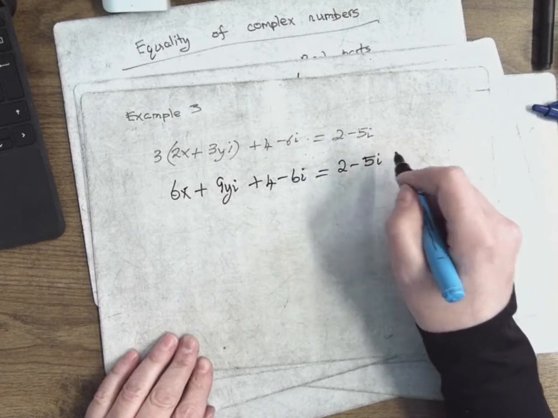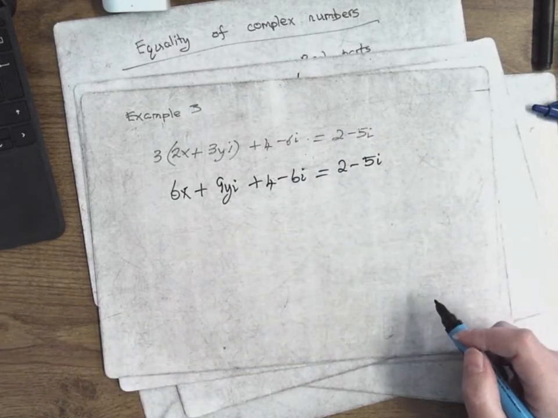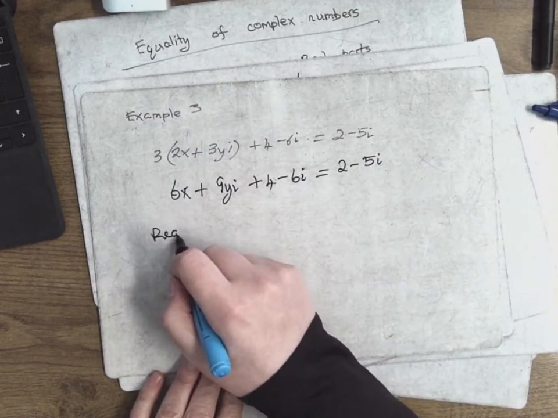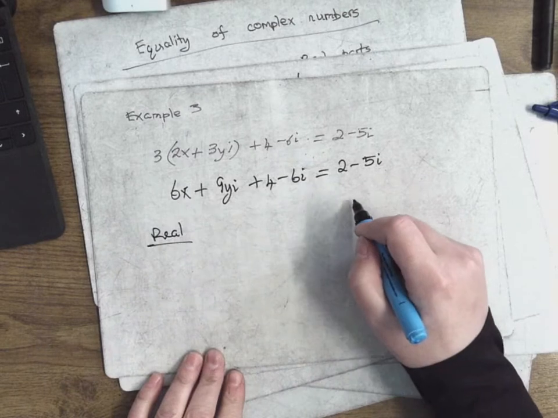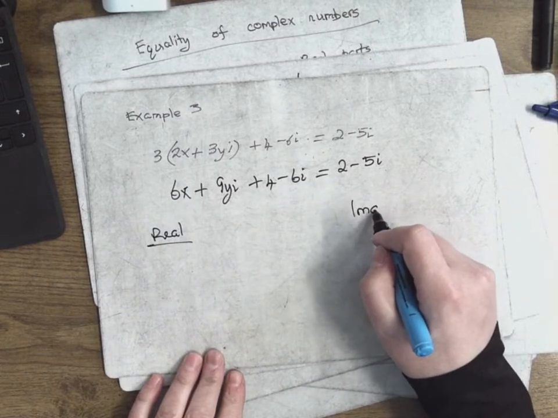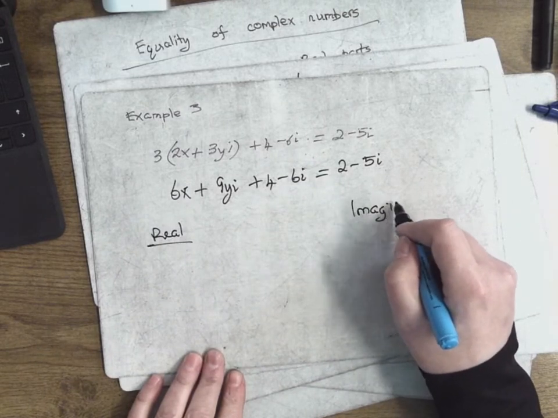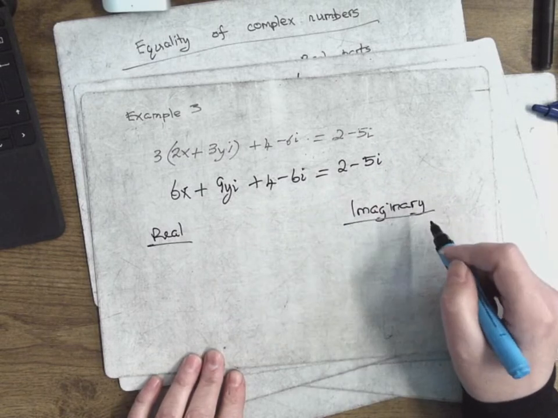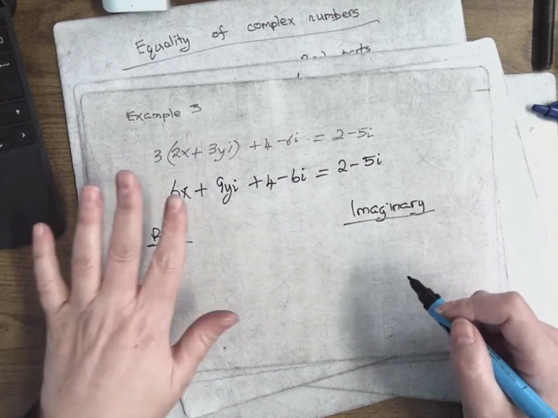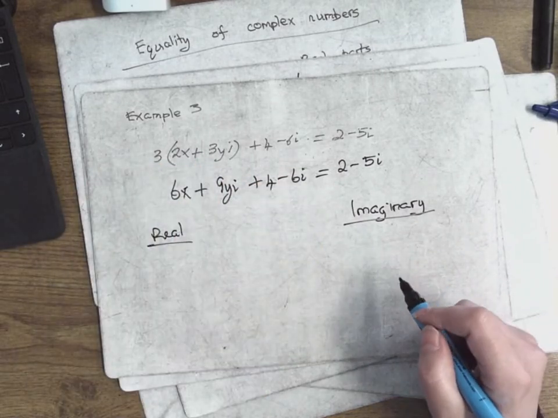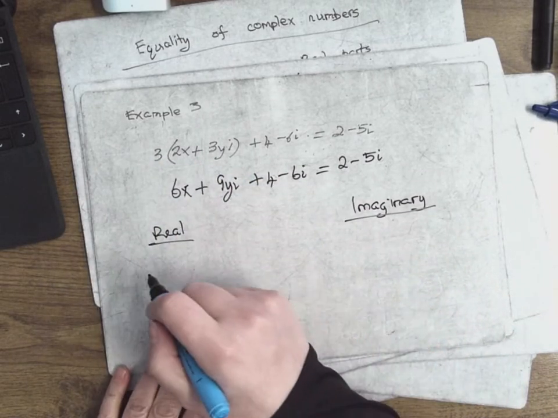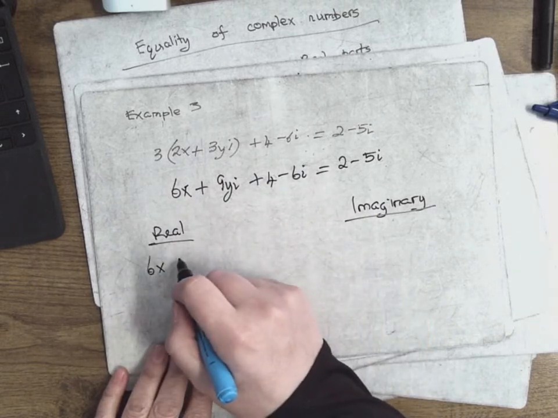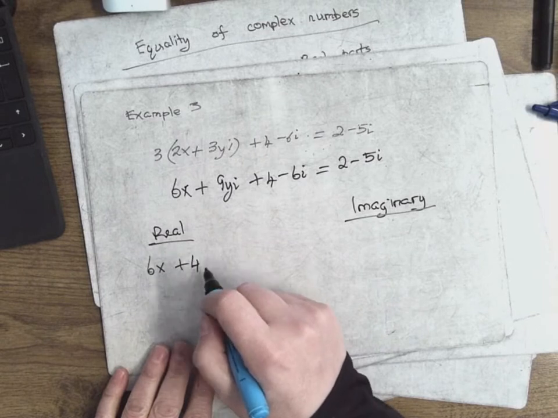Is that okay? Once the brackets are gone, I'm ready to do my real and my imaginary. You don't have to write these words down, but I'm writing them down so you know what I'm doing. So you pick out the real bits on the left hand side, please. 6x plus 4. That's it on the left hand side.